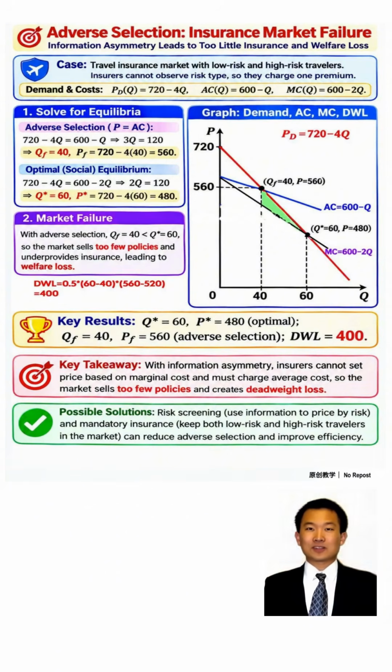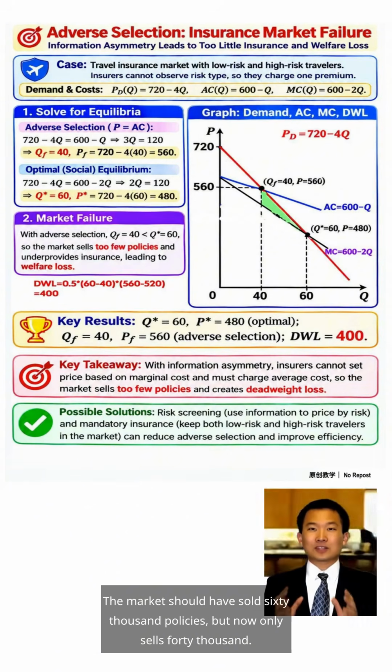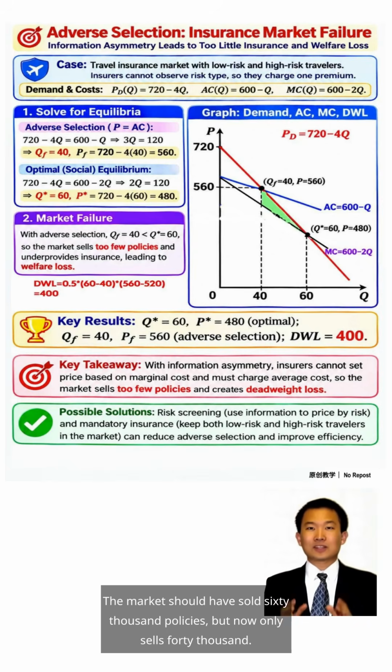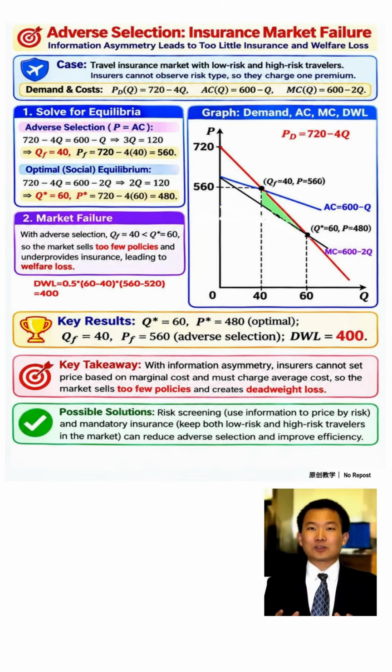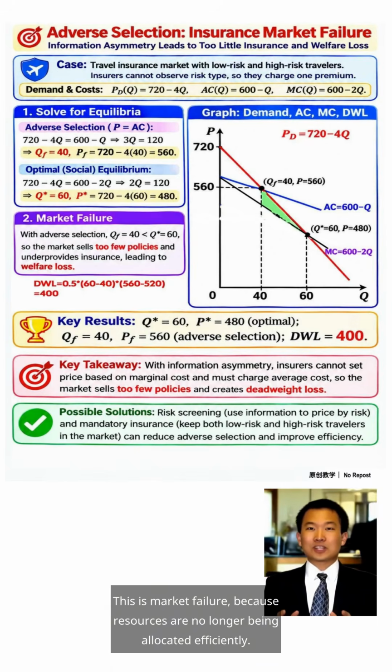Please note what happened here. The market should have sold 60,000 policies, but now only sells 40,000. A full 20,000 contracts that could have created social value were not settled. This is market failure because resources are no longer being allocated efficiently.